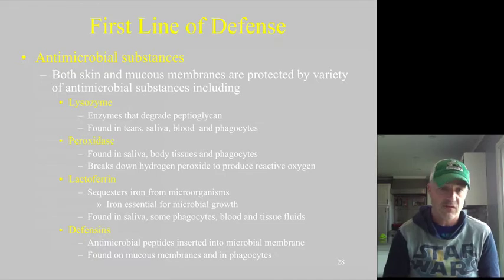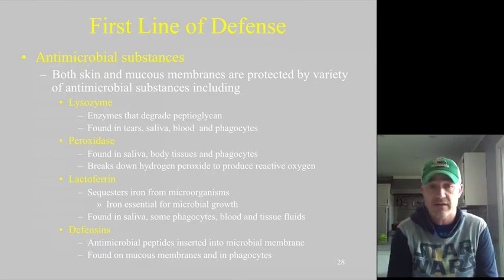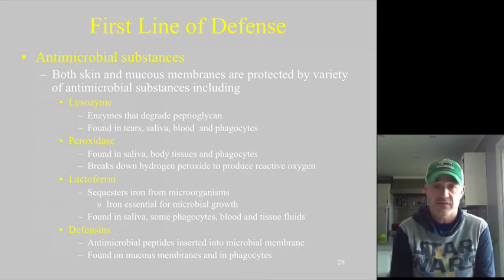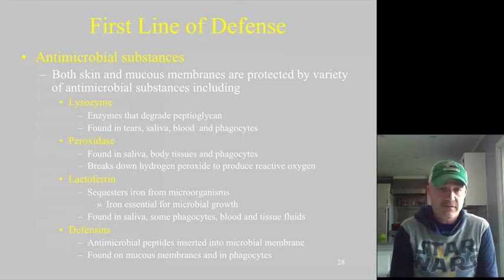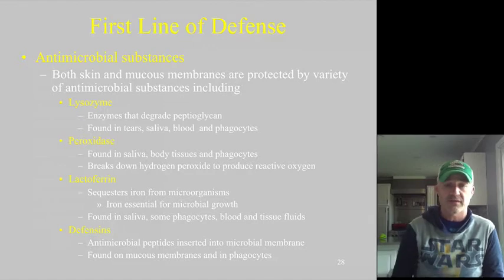That's one of the reasons, if you think about hydrogen peroxide, it produces a lot of oxygen. A lot of times oxygen is toxic to a number of microorganisms. We also have some different enzymes like lactoferrin, found in saliva and other stuff like that, that sequesters iron from microorganisms so they can't grow as well. And we also have defensins. These are peptides that go into the microbial membranes and poke holes in them even.